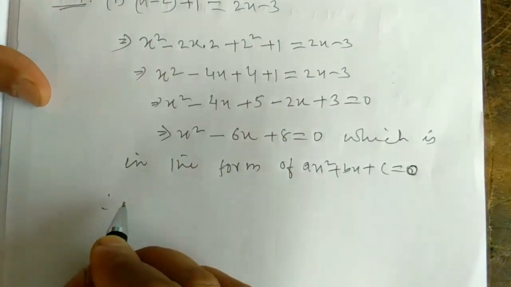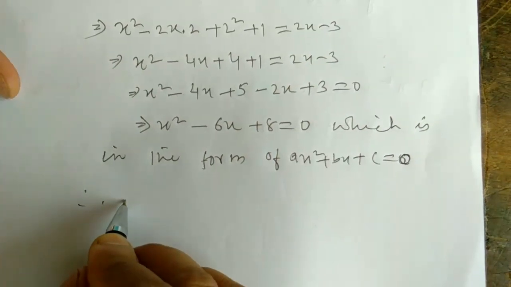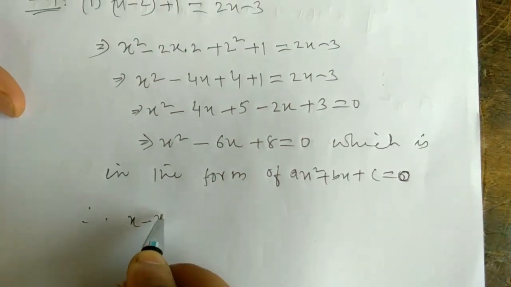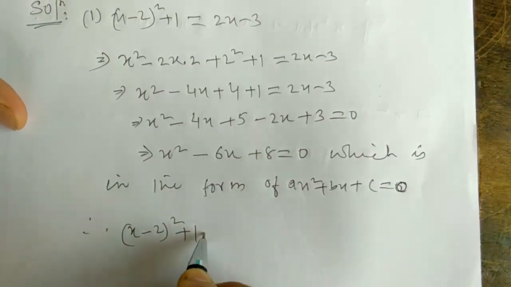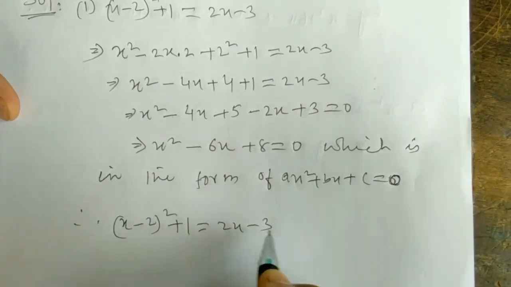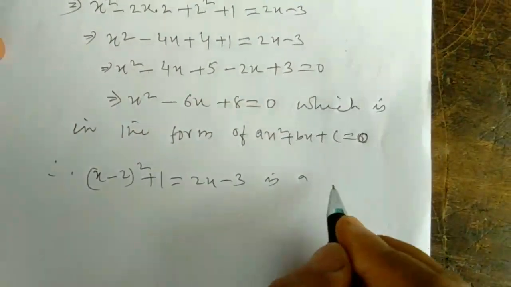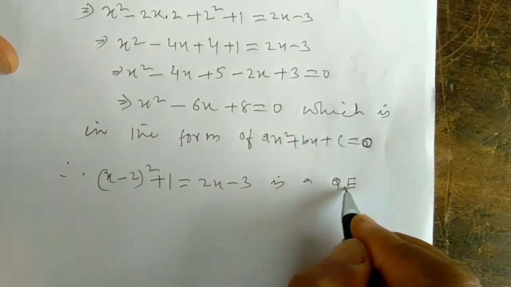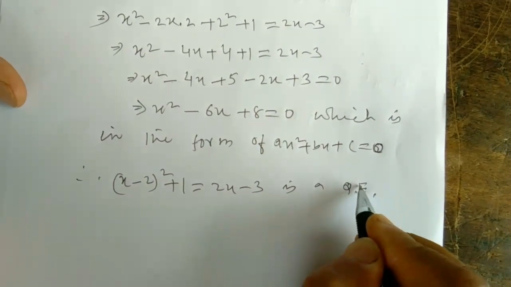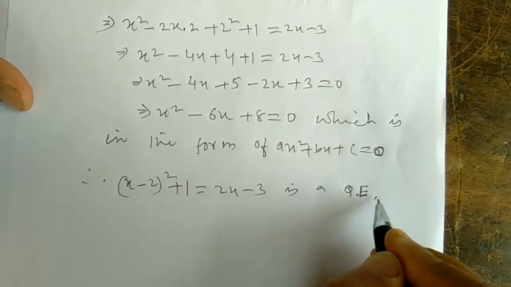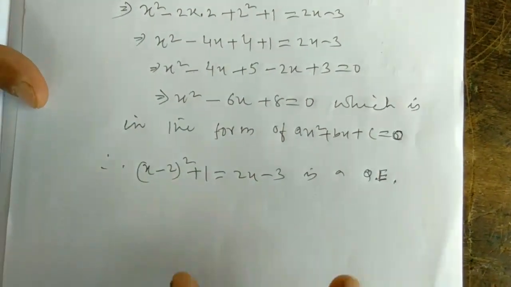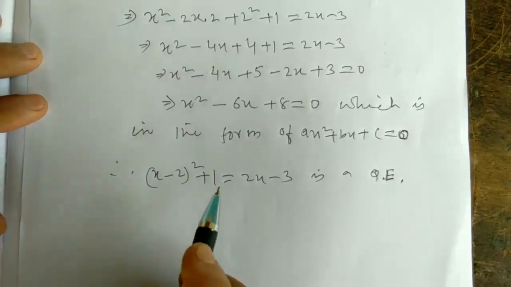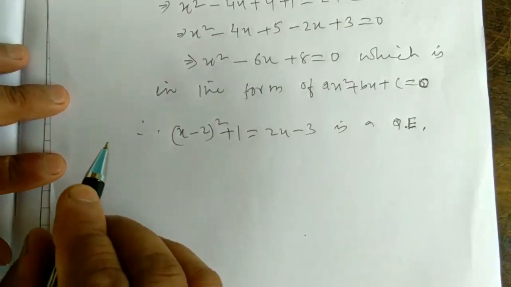So how to write? Therefore (x minus 2) whole square plus 1 equal to twice (x minus 3) is a quadratic equation. QE means quadratic equation, it is the short form of quadratic equation. I think everybody understood this one. Then let me show number 2 also.